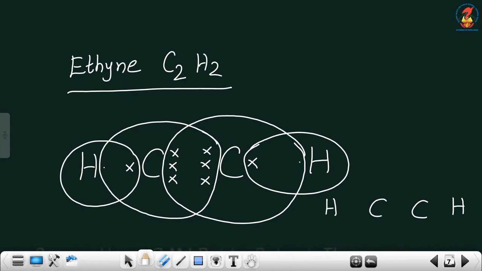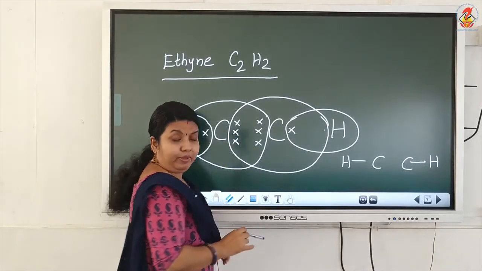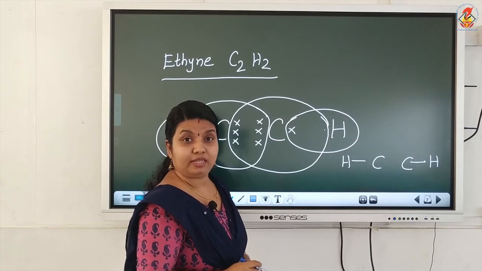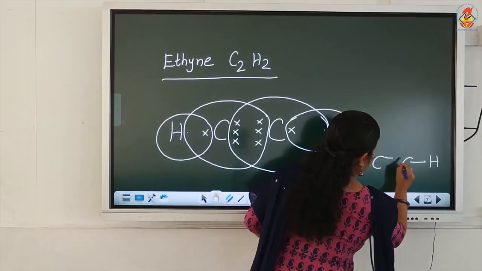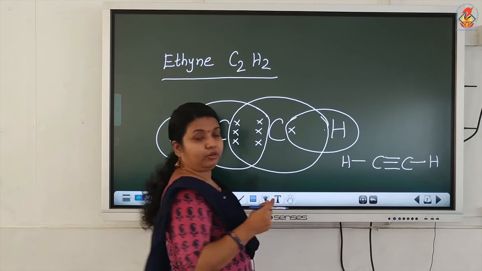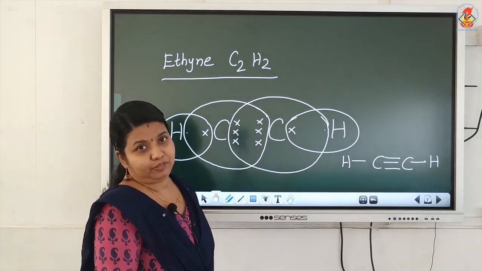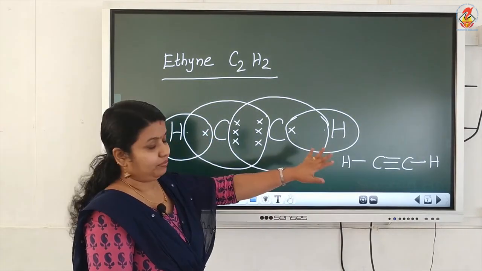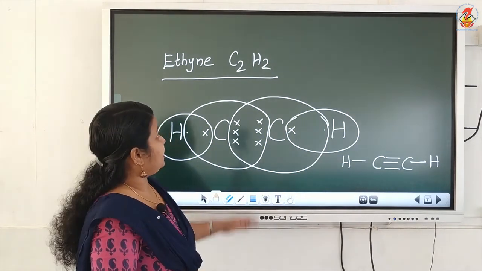Now the structure will be between carbon and hydrogen, 1 pair of electrons is shared. So we write a single bond. Now look at the central portion between the 2 carbon atoms. How many electron pairs are shared? 3 electron pairs. So what is the nature of the bond? Triple bond. 3 electron pairs are shared, so it is a triple bond. Okay, so CH triple bond CH. This is the structure of ethyne.